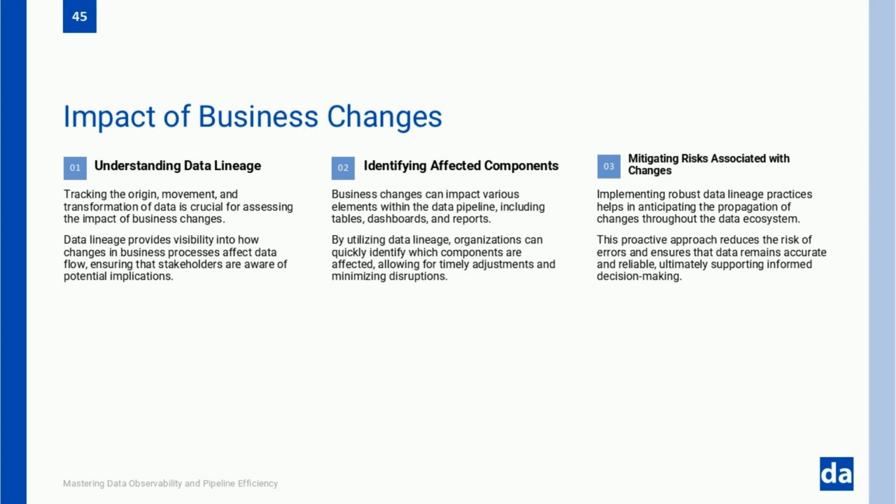2. Identifying affected components. When a change happens, say a new data field is added, it's vital to pinpoint which tables, dashboards, or reports it influences. How it works: use lineage tools like Apache Atlas or Collibra to identify dependencies. Immediately highlight affected areas, enabling faster adjustments.